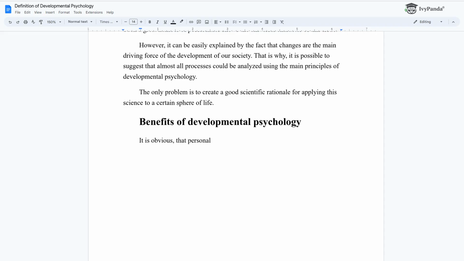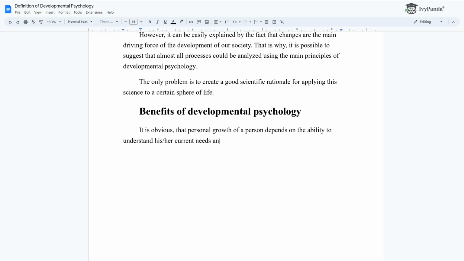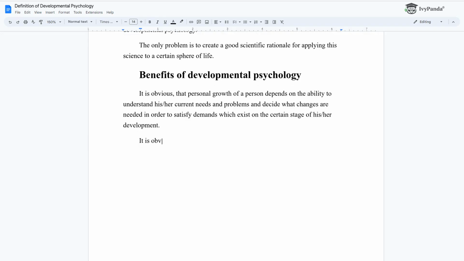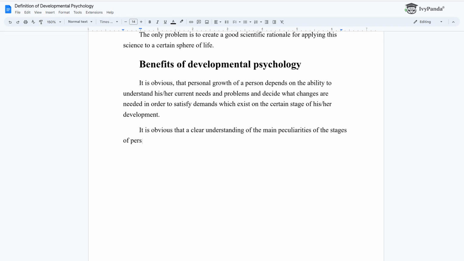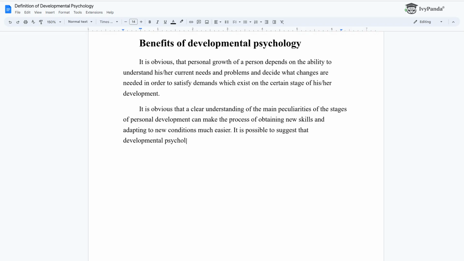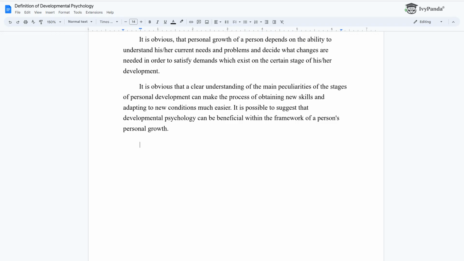It is obvious that personal growth of a person depends on the ability to understand his/her current needs and problems and decide what changes are needed in order to satisfy demands which exist on a certain stage of his/her development. It is obvious that a clear understanding of the main peculiarities of the stages of personal development can make the process of obtaining new skills and adapting to new conditions much easier. It is possible to suggest that developmental psychology can be beneficial within the framework of a person's personal growth.